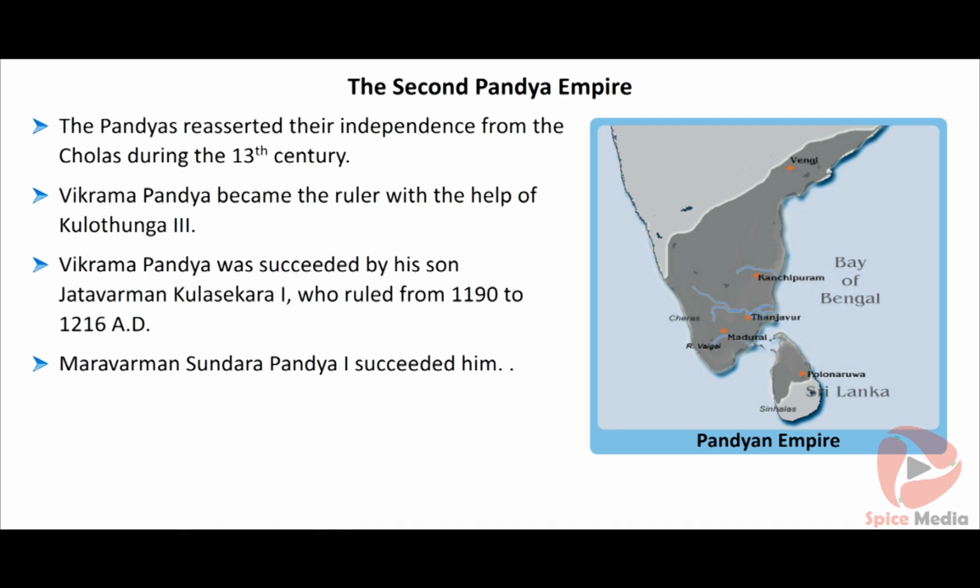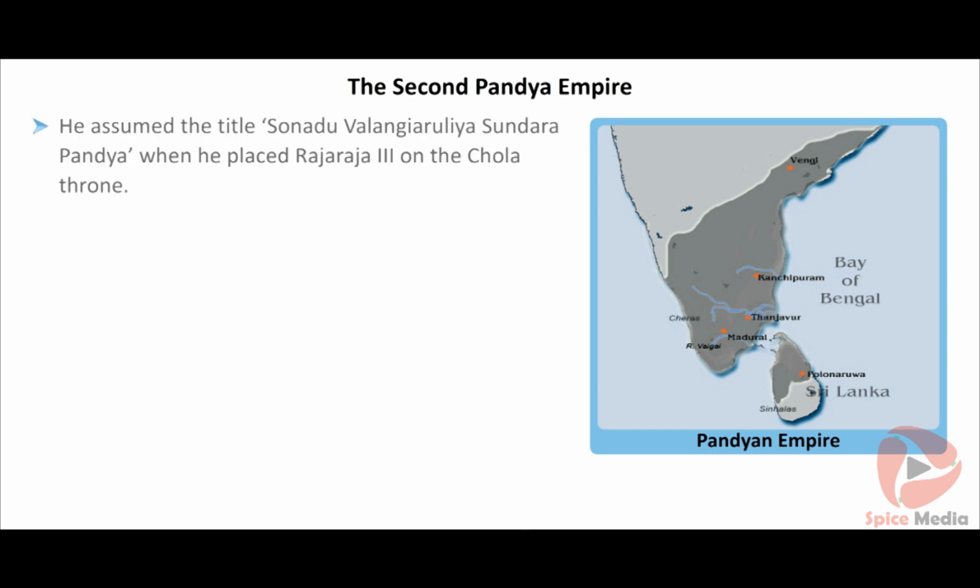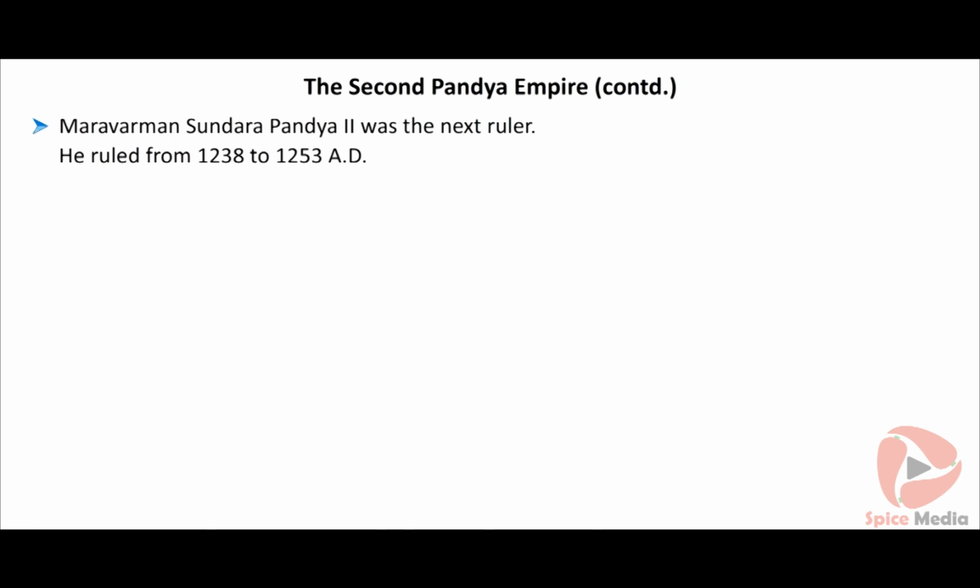In this civil war, the Chola Emperor Kulottungal III helped Vikrama Pandya to capture the throne. Vikrama Pandya was succeeded by his son, Jatavarman Kulasekara I, who ruled from 1190 to 1216 AD. He held sway over Madurai, Tirunelveli, Ramanathapuram and Kanyakumari. Maravarman Sundara Pandya I was appointed as his successor.